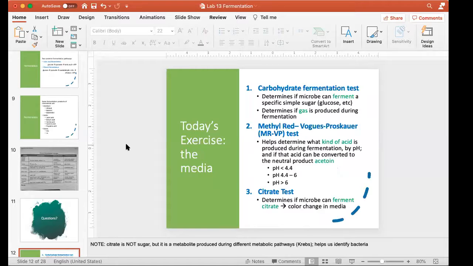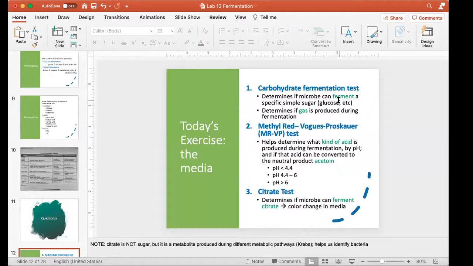Now, we have three media we're going to look at today. One is called Carbohydrate Fermentation Test. That's a great name, right? Because it tells you right away what the test is about. What the carbohydrate fermentation test is going to allow us to do is to determine if a particular microbe can ferment a specific sugar. So you can put glucose in there.